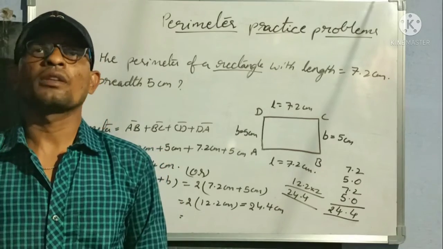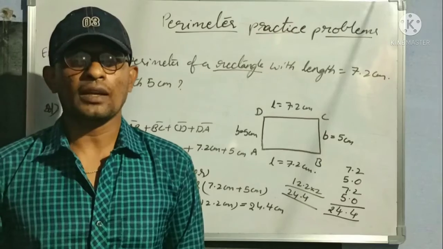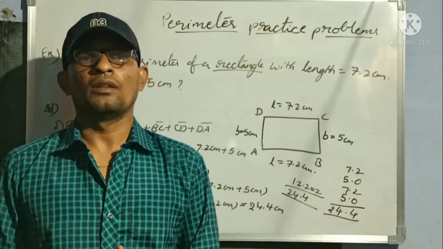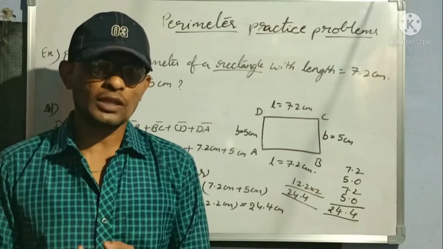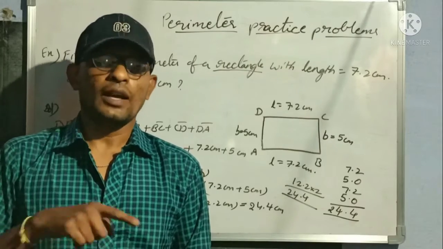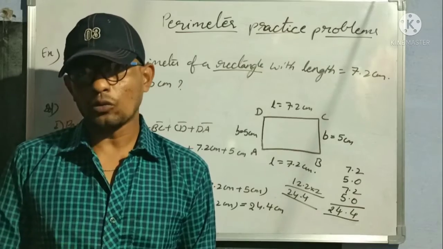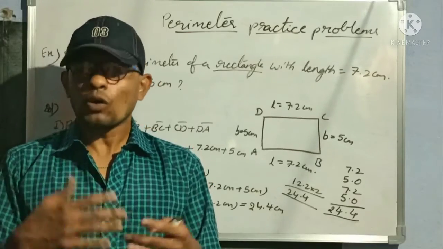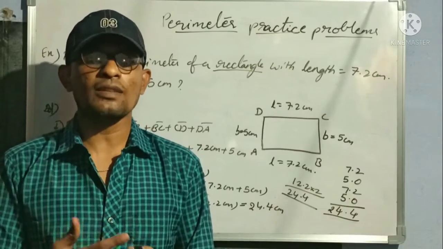I mean, some practice problems related to perimeter, the first concept. Still, so many concepts, so many figures we need to know: the perimeter of a regular pentagon, regular hexagon, regular octagon, and also how to find length when breadth and perimeter are given, and how to find breadth when length and perimeter are given. Whatever cases remain, we will discuss in our next class.